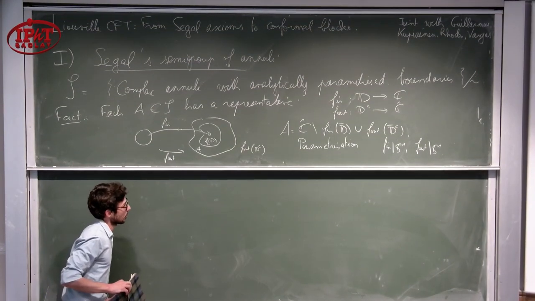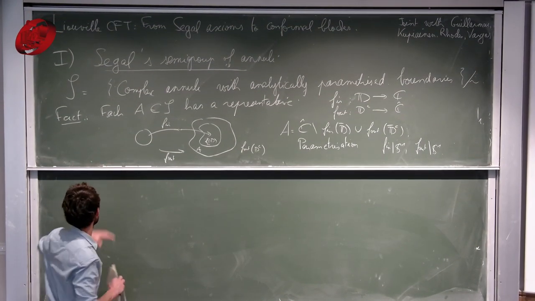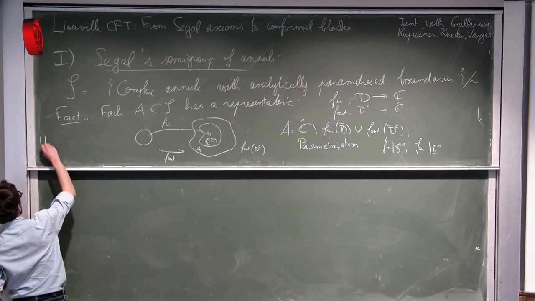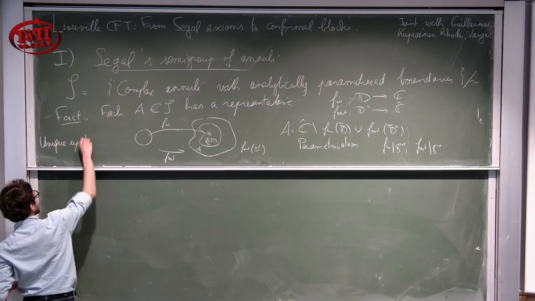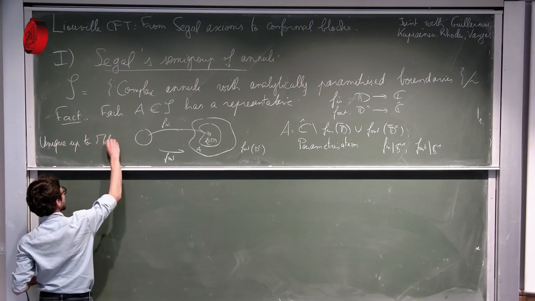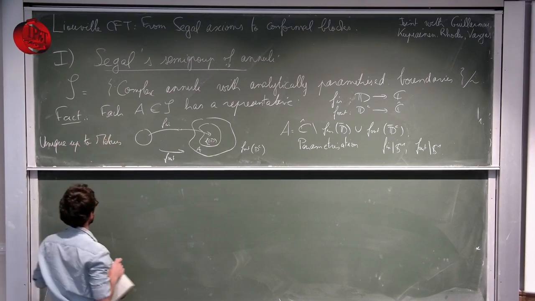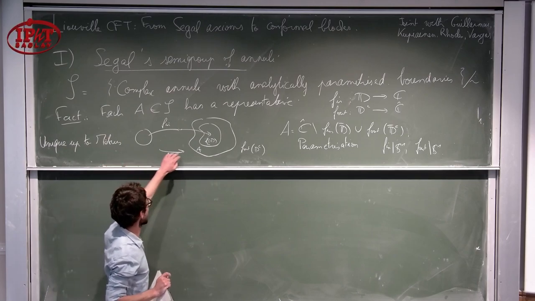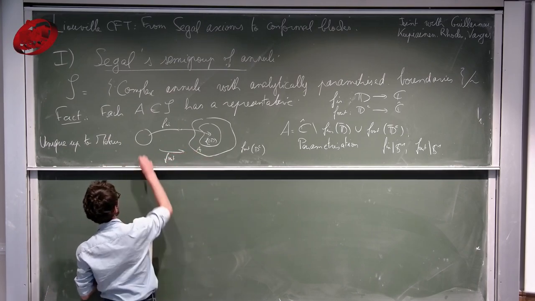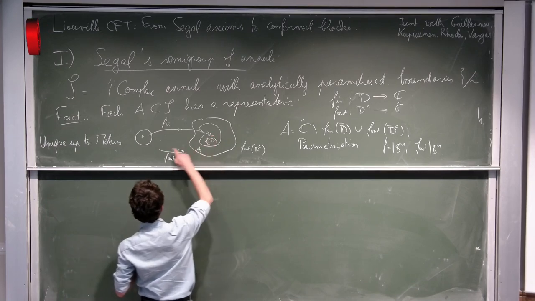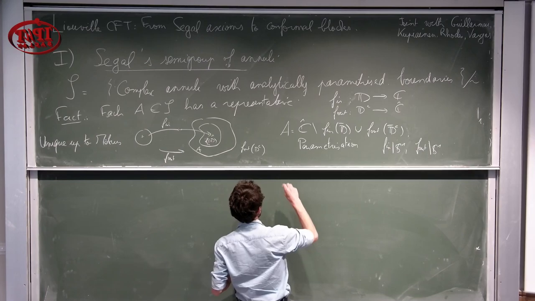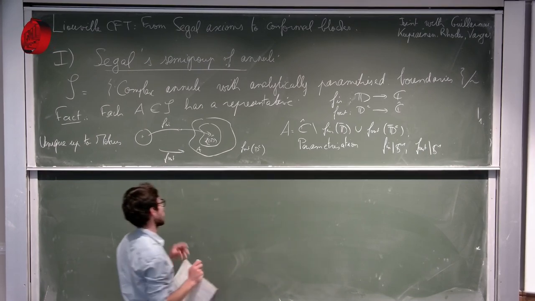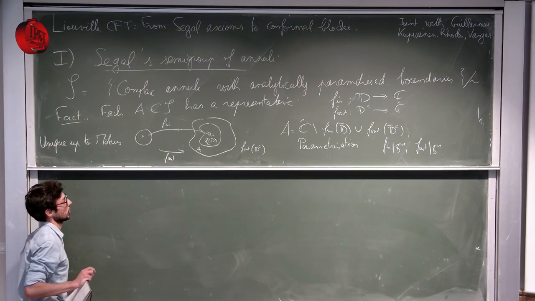And so you always have a representative like this, and it is unique up to Möbius transformations. If you want to fix a Möbius gauge, you can ask that f_in sends 0 to 0, f_out fixes infinity, and the derivative of f_in is 1, for example. So you have three complex parameters that you can fix, and you can fix them canonically.